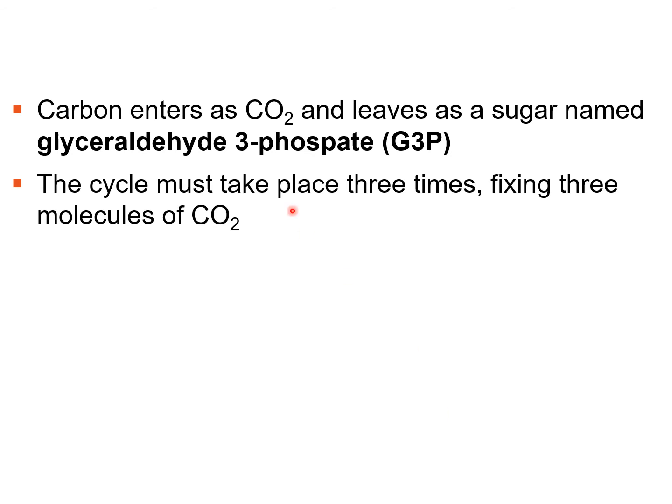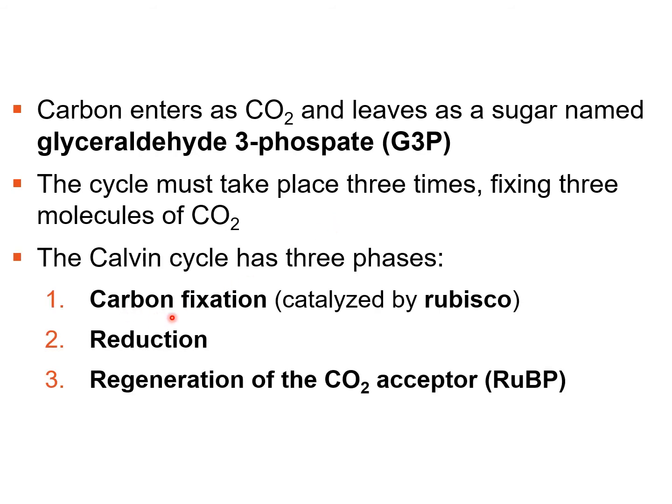Now, as we know, carbon dioxide only has 1 carbon, but G3P has 3 carbons. So this means this cycle must take place 3 times in order to fix 3 carbons from carbon dioxide to produce this 3-carbon molecule. There are three steps in the process. The first step is the carbon fixation. Carbon fixation is catalyzed by a very large, probably the most common protein complex on Earth called Rubisco. After that is a reduction step and then the final regeneration of the ribulose bisphosphate, which is the carbon dioxide acceptor. Again, remember it's a cycle.